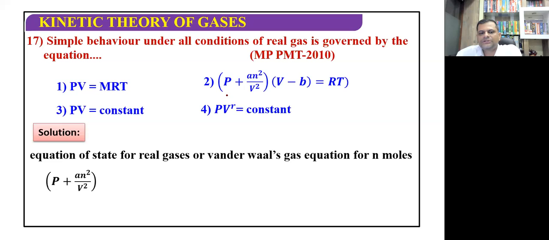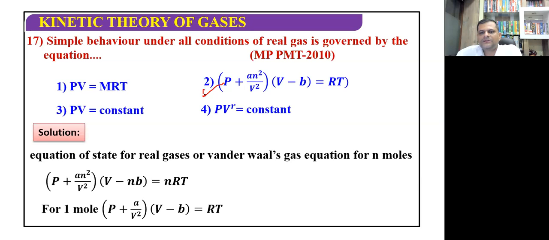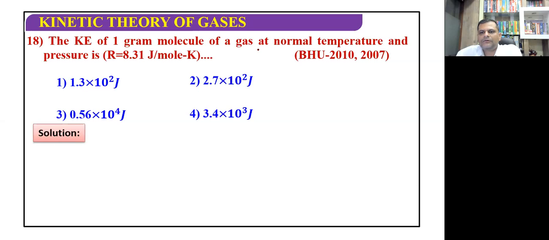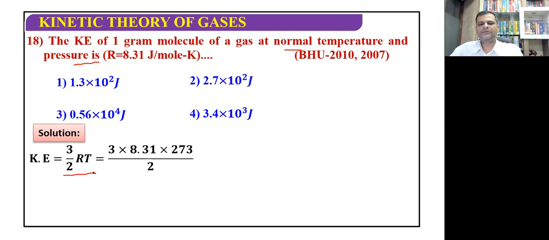Okay, ये तो चलो ठीक है, ये तुमको पता होना चाहिए. This is the van der Waals gas equation. The kinetic energy of 1 gram molecule of gas at normal temperature and pressure is. Okay, 1 gram molecule मतलब क्या? 1 mole. बराबर है ना? तो what is the formula for kinetic energy per mole? It's going to be 3 by 2 kT. 3 by 2 RT. बराबर? So if we put all the values here, we can get the answer quickly.